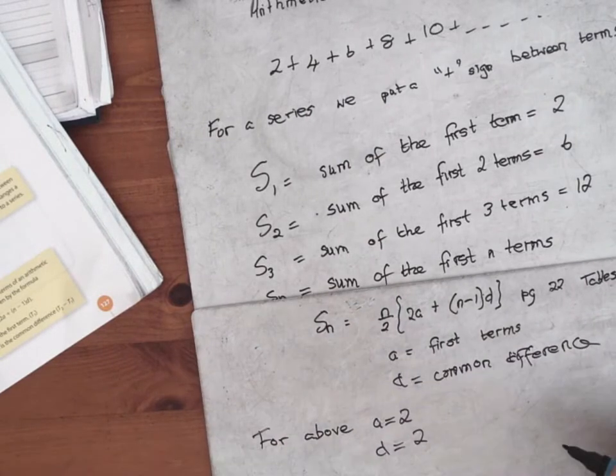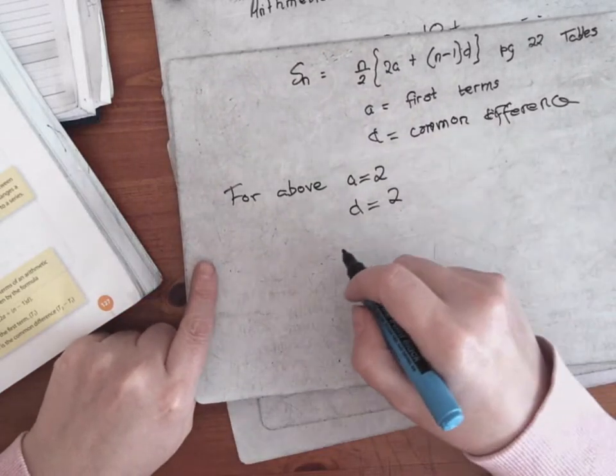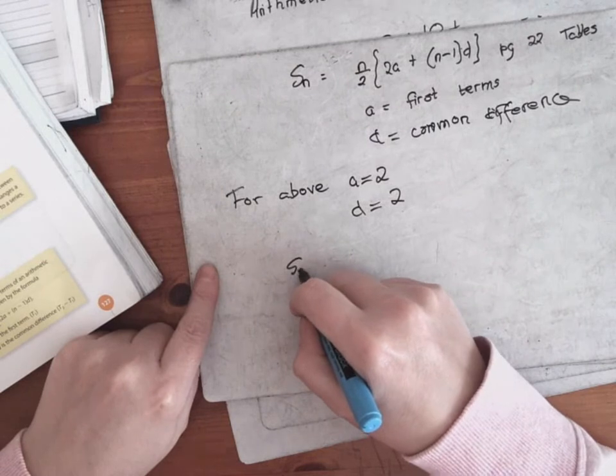So Sn for the above one, we're just filling in the formula again. Can I move this up like that? Have I cut anyone off? So Sn, I've cut someone off.